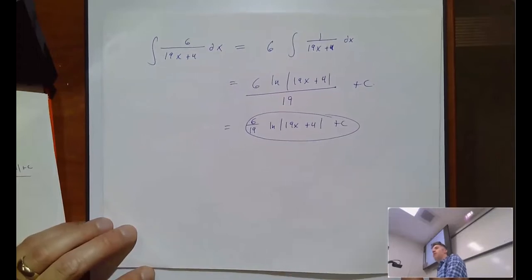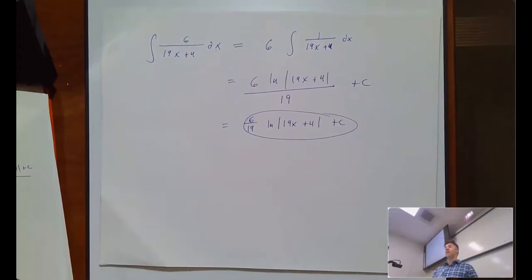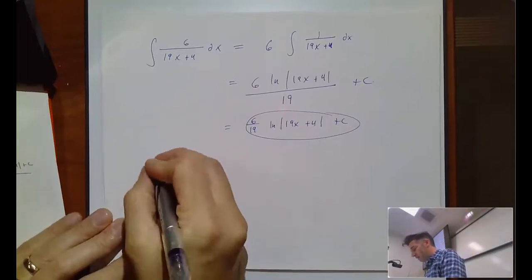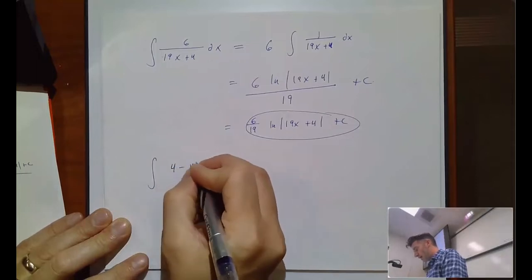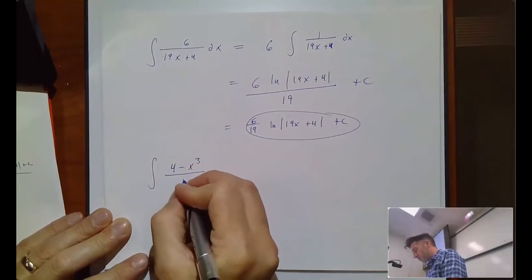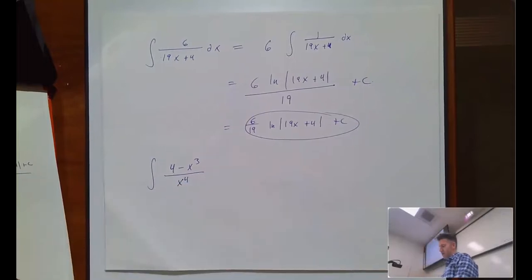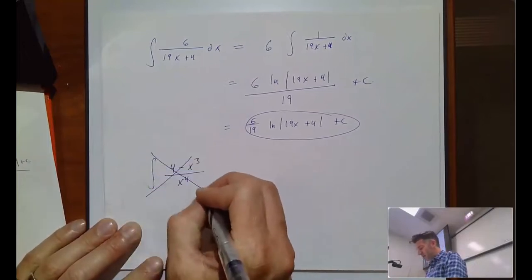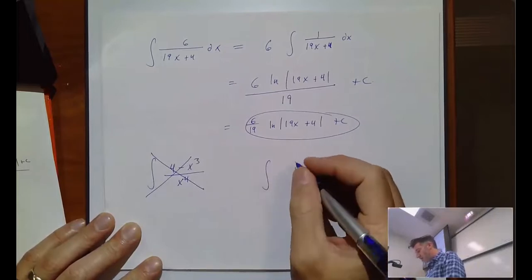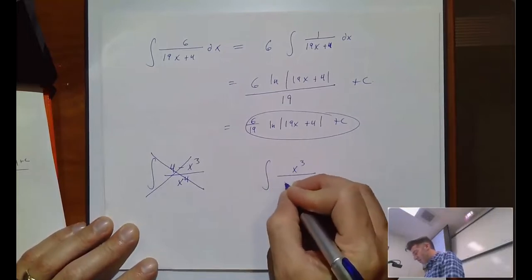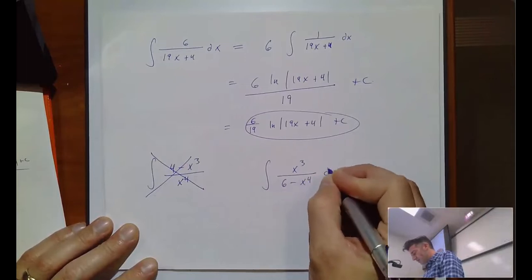But then it can get more complicated. So basically, we're thinking we're going to have a logarithm antiderivative if you've got something on the bottom and its derivative on the top. So for example, if I was going to try to integrate 4 minus x cubed over x to the 4th, is that really what I want? I feel like I'm making some dumb mistake here. That's not really what you want, James. Scratch that. Sorry. What I really want is something more like x cubed over 6 minus x to the 4th. That's what I'm looking for.